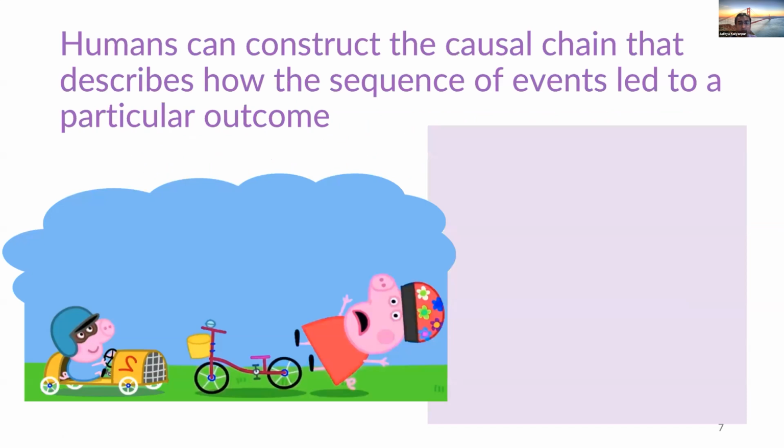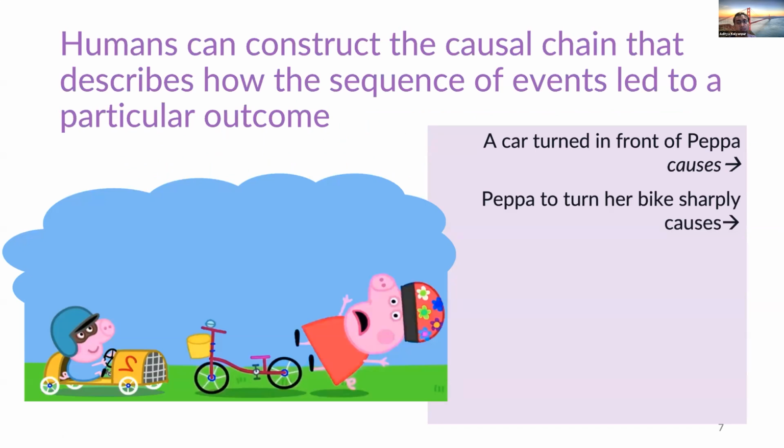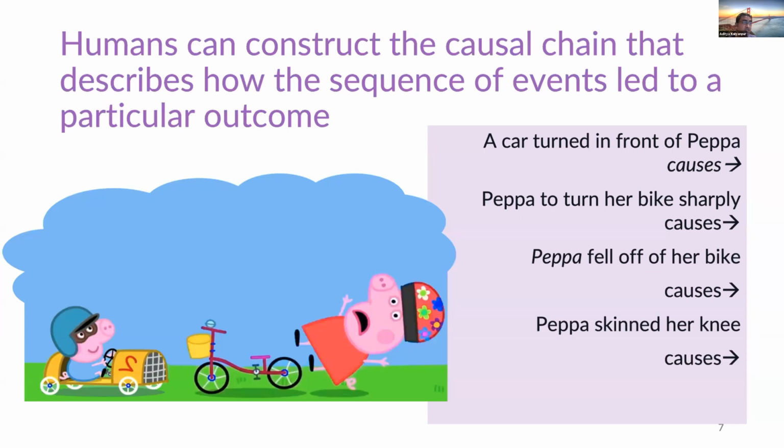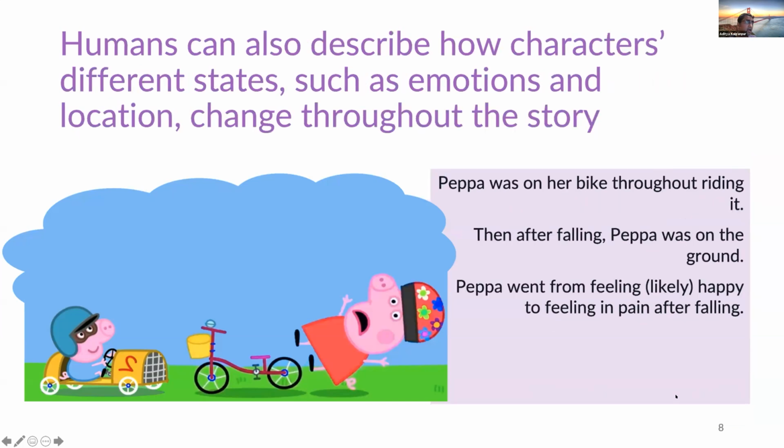For example, something we can do very subconsciously, and do really well, is form a causal chain of events in the story. The fact that a car turned in front of Peppa is probably what caused her to turn her bike sharply, which probably caused her to fall off the bike, and that caused her to skin her knee, and that probably led to her asking for help, right? That's an inference that doesn't even exist in the story, but we can deduce it based on common sense knowledge, right?